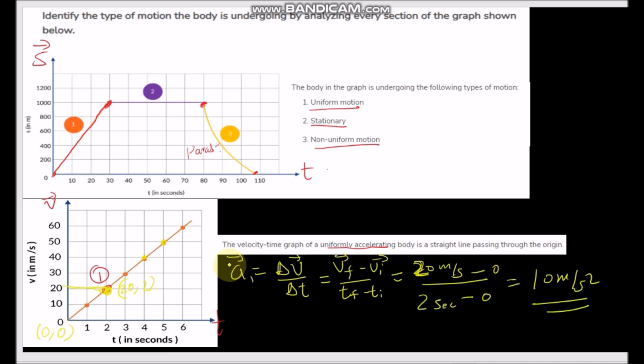At each point, if you calculate at point 2 or point 3, let's say, the acceleration is the same. Such a kind of graph is uniformly accelerated motion. At this point also, 10 meters per second squared. You can calculate it. If you have any question, you can comment. Okay, good. This is the next point.